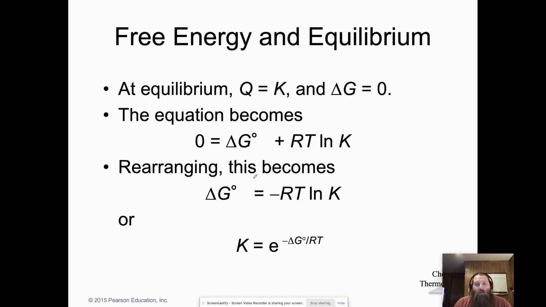At equilibrium, Q is equal to K, and delta G is therefore equal to 0. The equation then looks like this: 0 equals delta G plus RT ln K. And when you solve that to find K, you have to use e in order to get rid of your natural logarithm. Again, hopefully you learned that in algebra. So this little equation right here is going to be useful to know. I believe it's on the constant sheet that you have, but just in case, I would jot it down.